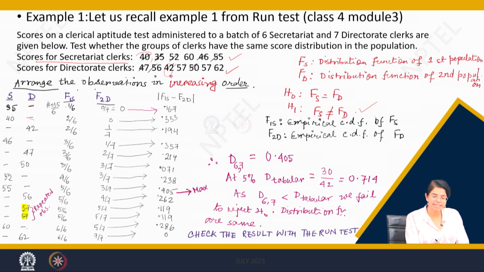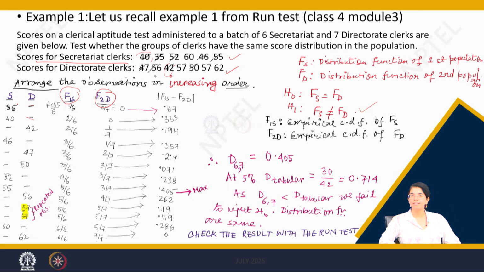Now F1S, that is the empirical distribution function of S, and F2D, that is the empirical distribution function of D. The first observation is 35. Remember the logic, already I have taught you: how many observations in the first sample, in the first batch, are less than or equal to 35? Only one observation, that is 35 itself. So 1 by 6.